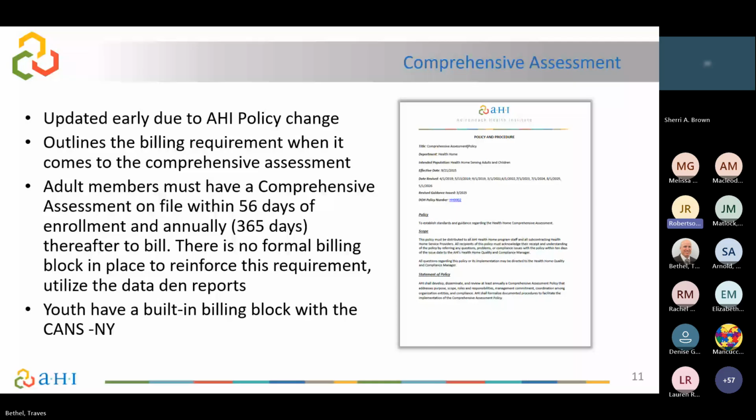Any other questions about the core service billing or comprehensive assessment? Melissa's asking if Teams is a HIPAA compliant video platform. You can pay for a version of Teams that is HIPAA compliant. Yes, thank you, Morgan. There's always going to be some sort of technology issue that we always have. And in that instance, yes, you can still bill.